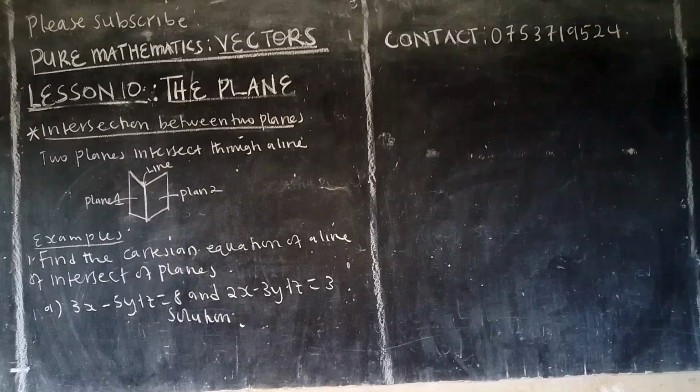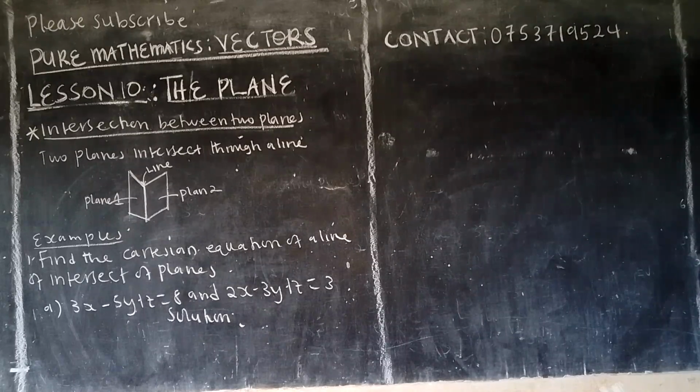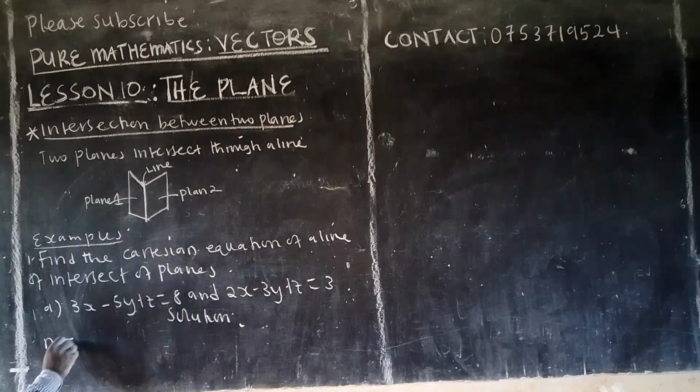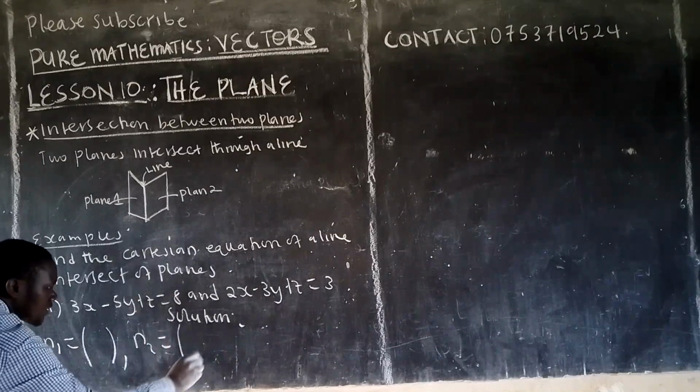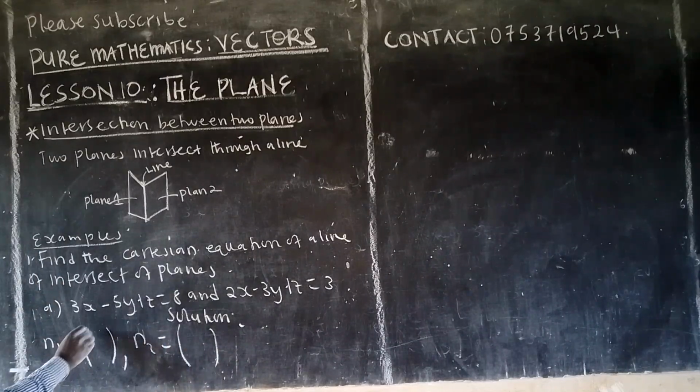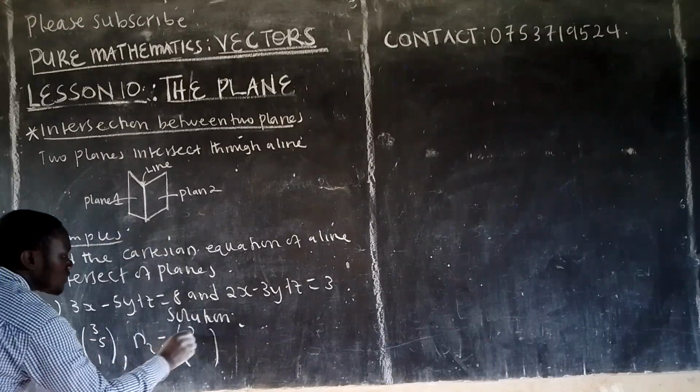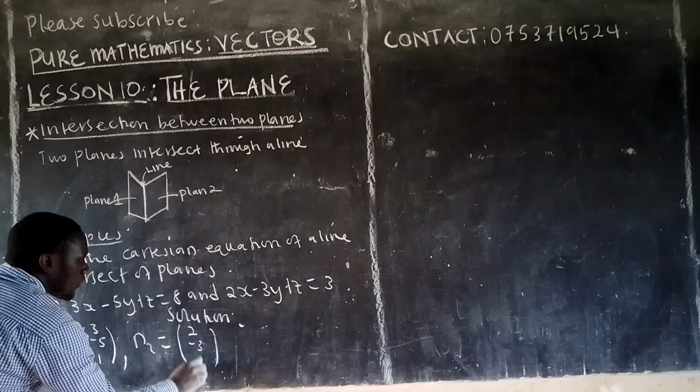So solution we shall need here is, in simple terms, normal vector n1 will be what? And also n2 will be what? Let's start with that. So n1 is 3, -5, and 1. n2 is 2, -3, and 1. That is it.